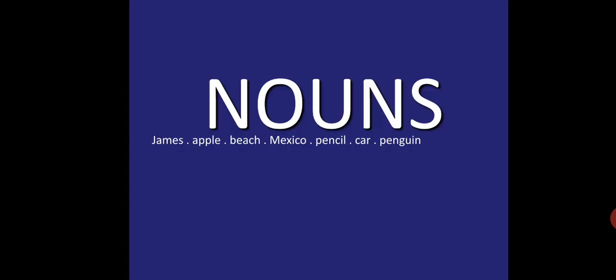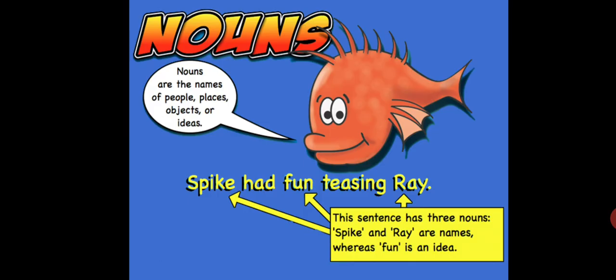So, nouns. The words below the word nouns, James, apple, beach, Mexico, pencil, car, and penguin, are all nouns. So what are nouns anyway? Well, nouns are names of people, places, objects, or ideas.